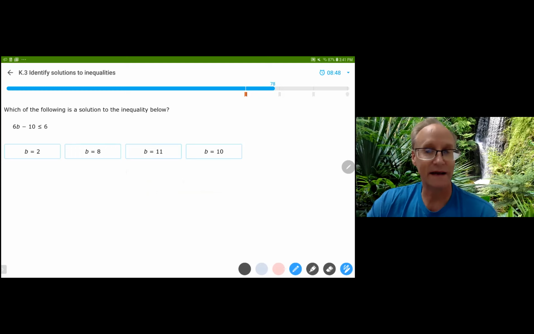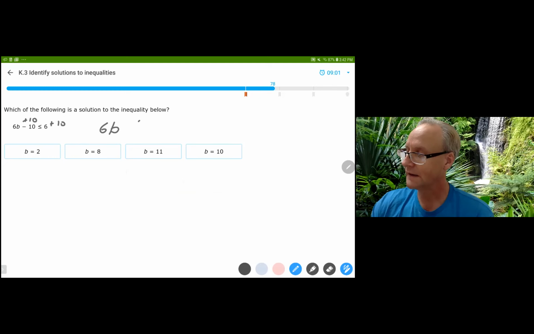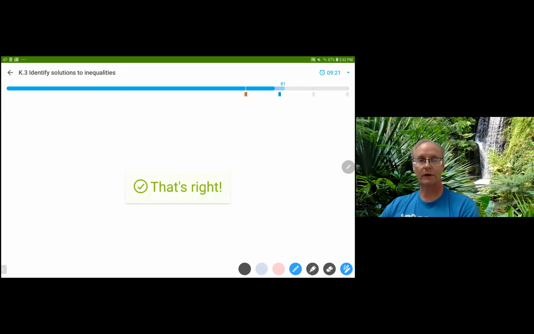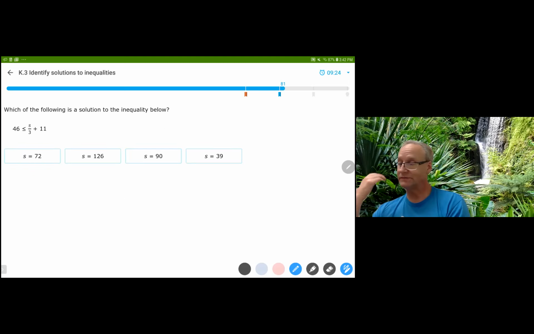Okay, in this one, we're going to add 10 to both sides, and then we're going to multiply by 6 and do the comparison. So basically, I'm partially solving this. 6b, and I'm going to add the 10 to both sides, is less than or equal to 16. So 6b gives me 12. 6 times 8 is 48. 6 times 11 is 66. And 6 times 10 is 60. And we want to know which one of these is less than or equal to 16. And that would be number 1. You could substitute it in the whole equation. It's just easier to partially solve these.